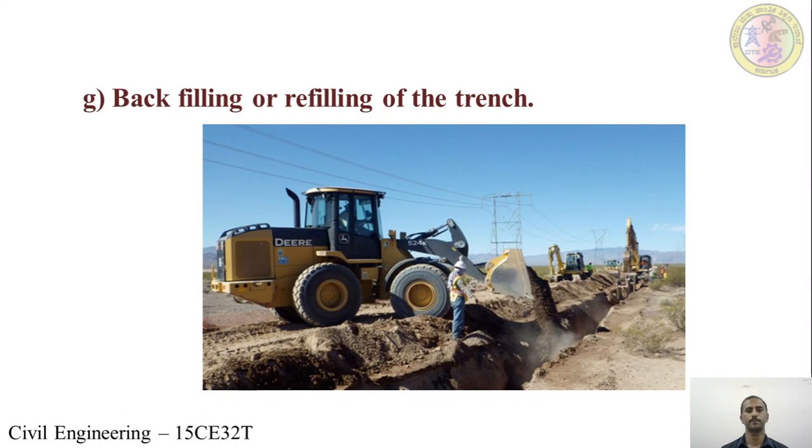Next step is backfilling or refilling of the trench. Once the pipes are laid, connected, the soil excavated is again backfilled, by making sure that the backfilling material does not contain any stones, boulders, or debris. The backfilling material must be fine and laid in layers of 150 to 300 mm and rammed. The finishing may be flush to the ground, or a 300 mm mound can be made for later consolidation.